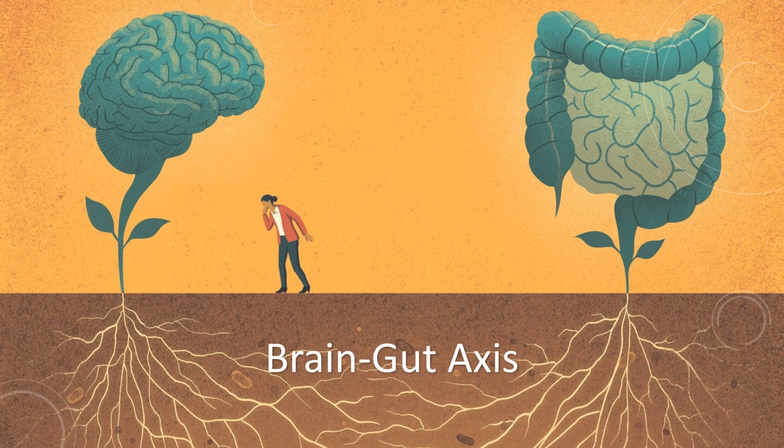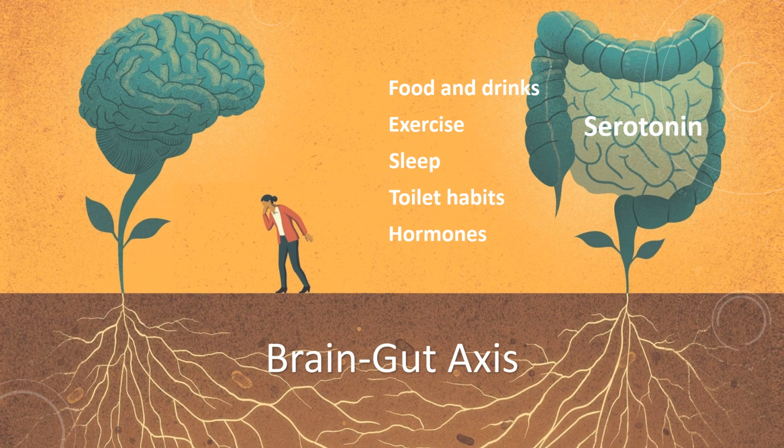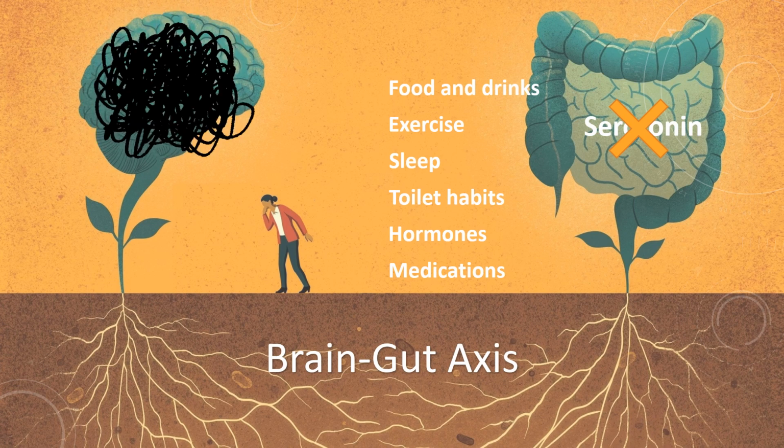The gut produces around 90 to 95% of our serotonin. This is a chemical in our body that is responsible for feeling safe, soothed, content, and at peace. Therefore, if your gut gets irritated by any external factors like foods and drinks, exercise, sleep, toilet habits, hormones, or medications, this can lead to a change in psychological well-being, such as increased stress or anxiety and low mood.